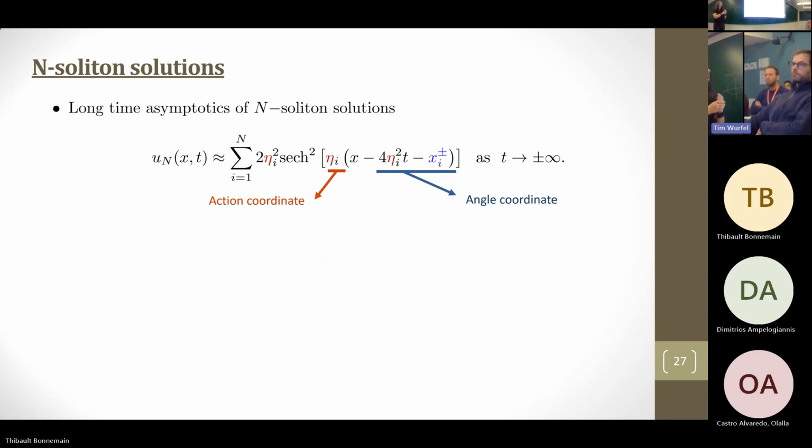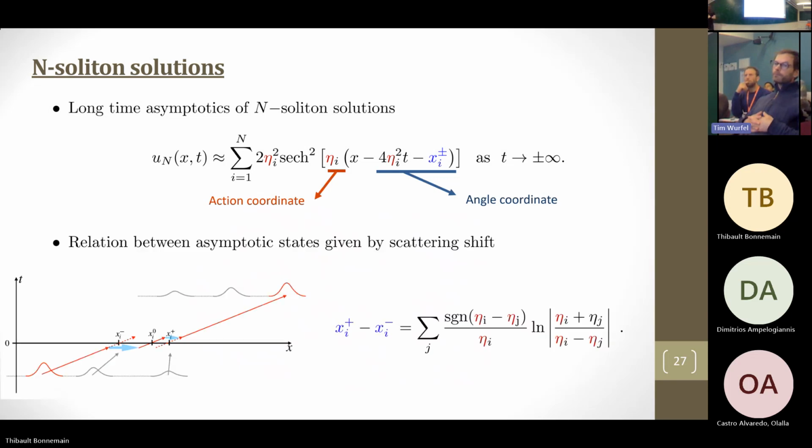And in a way, you can asymptotically map your n-soliton solution to a system of n free particles. And this will serve as the basis of our statistical mechanics and generalized hydrodynamics approach to KdV that I will be discussing next time. So the last thing I want to say about this is that we can relate the plus and minus impact parameter in a very simple way. The difference is just the sum of all the scattering shifts as the soliton interacts with all the others.